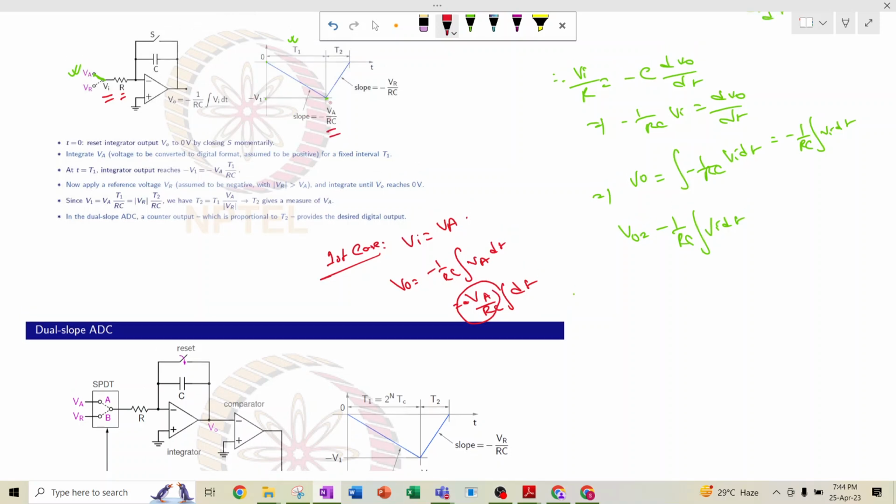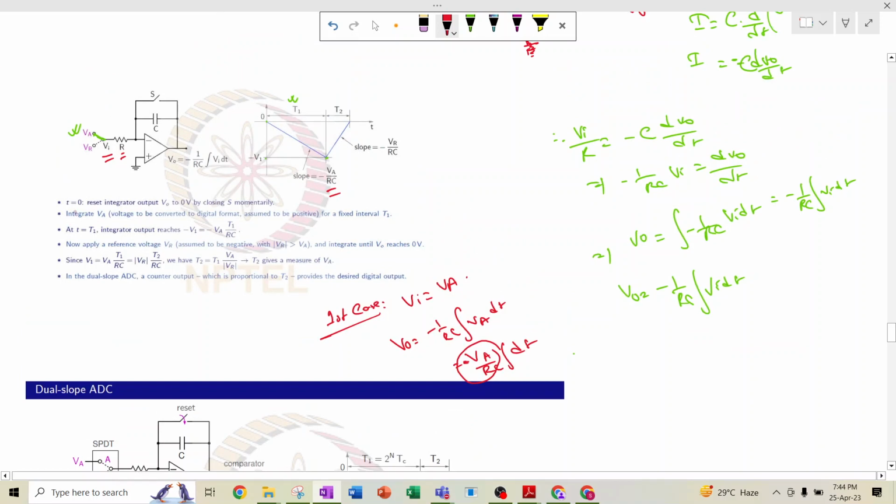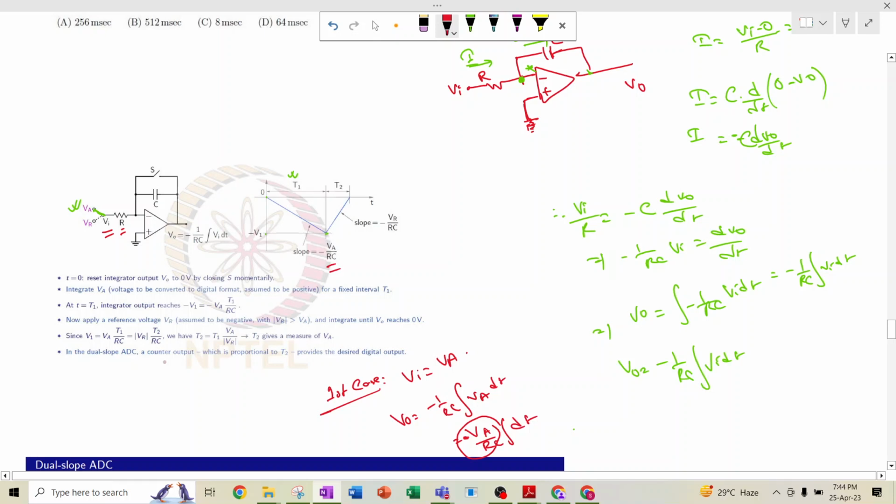And then again, in the second time, what happens? See, at t equal to 0 we have reset the integrator output Vo equal to 0 by closing S momentarily. If we close S for a long time, then the output becomes 0 because it is a virtual ground, right? It is a ground, so it will also be ground. And then we just connect the Vi to Va, and this voltage needs to be converted to the digital format. Because it is basically an ADC, analog to digital converter, whatever is the main analog voltage is referred to as Va, and it is basically a positive number.